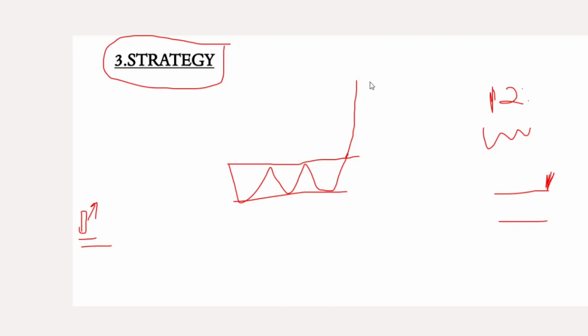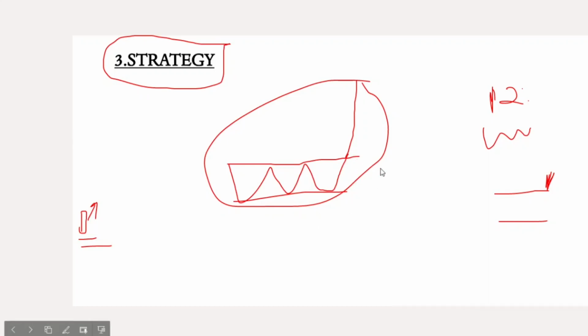Let me show this breakout strategy in live charts, so that you will get some idea regarding how to keep a stop loss. The thing is, you should always have a strategy before entering into any trade. You should not enter a trade if you don't have a strategy. Randomly, you should not enter a trade. So that is the third point, that is strategy.